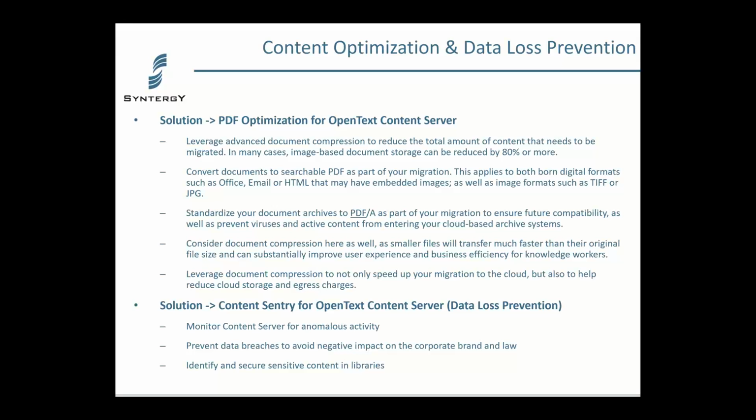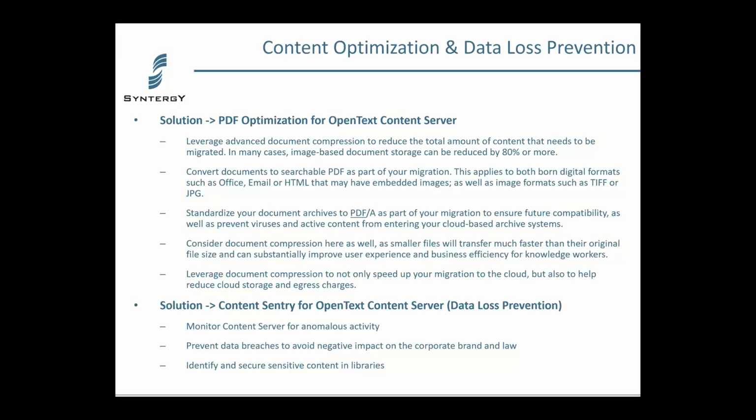What this technology allows you to do is to leverage the server to compress and reduce the total amount of content, especially if you've got image-based content. You can reduce it by about 80%. What we also recommend is to convert your archives into searchable PDFs before the migration. This can be applied to both the born digital formats such as Office, email, HTML, etc., that have embedded images, but also TIFF and JPEGs.